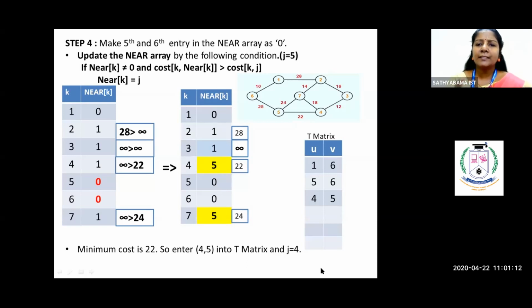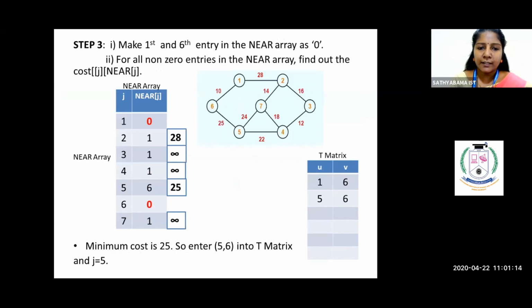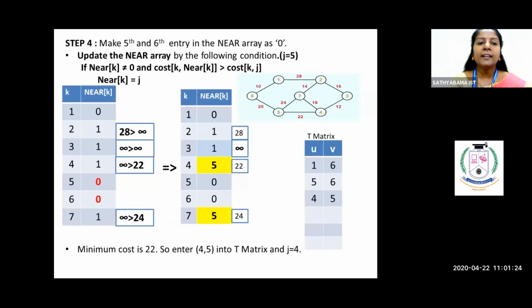So here, what is the j value? Look at here. Which is the minimum value? 25 is the minimum value. So what is the corresponding j value for this entry? The j is 5. Okay. Now we are making the 5th and 6th entry in the near array as 0. We made it and it is highlighted in red color. Now we are going to update the near array by using the above calculation.